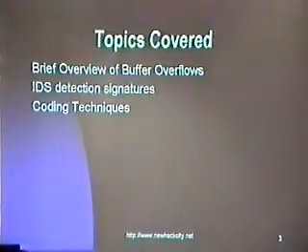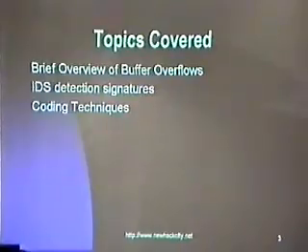I'm going to start out with a brief overview of buffer overflows. I'm going to cover, just as a refresher, the stuff that was in the Alpha 1 article, just to get everyone up to speed in case you forgot something. Then I'm also going to go over the kinds of signatures that IDSs are looking for, and then the techniques to code around the signatures so that you can bypass the IDS, get your attack through, and no one will notice.